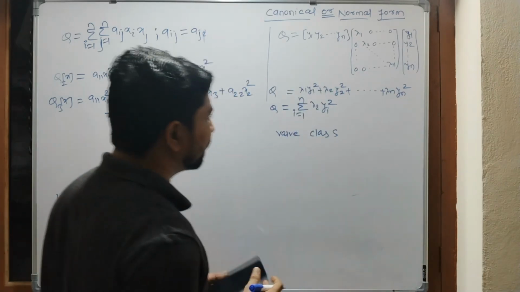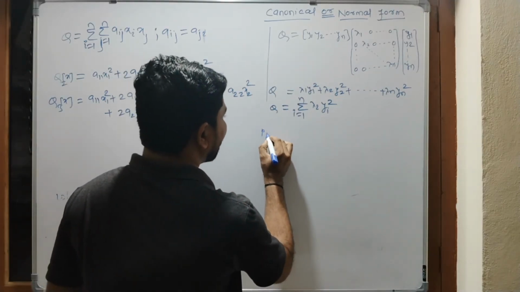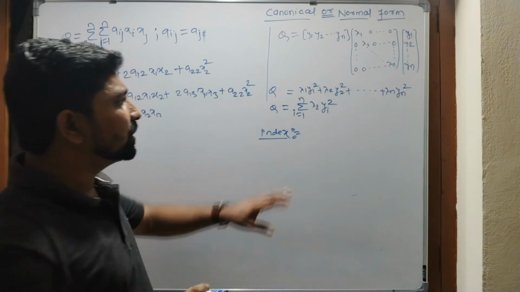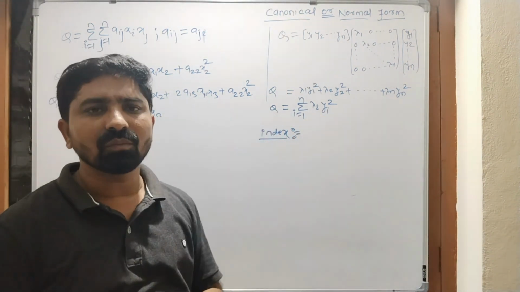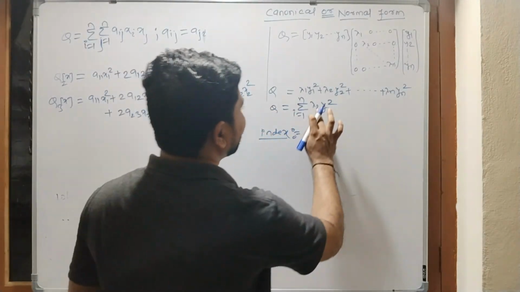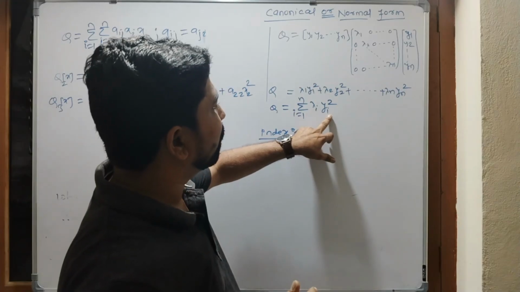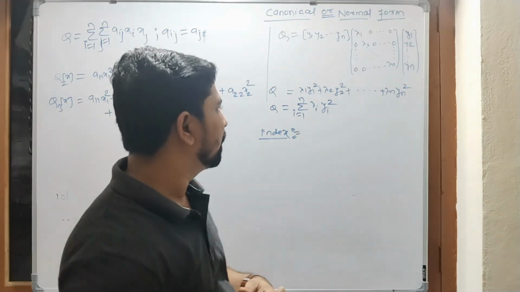So here first I will define the index. What is meant by index? Here this is the normal form. The number of positive terms in the quadratic form is the index. So for example, here this is the lambda i. Here lambda is the eigenvalue and yi is the unknown, y1, y2 up to yn. Here i is running from 1 to n.